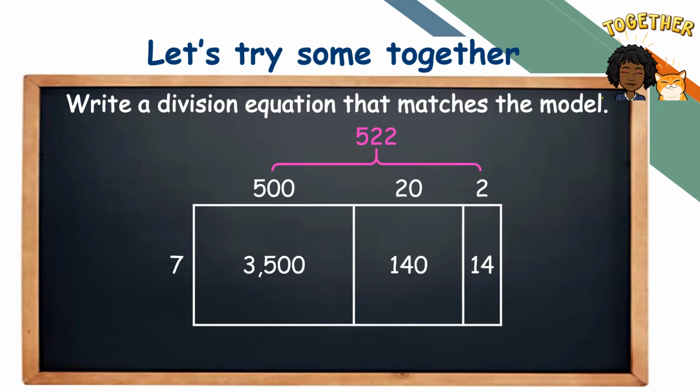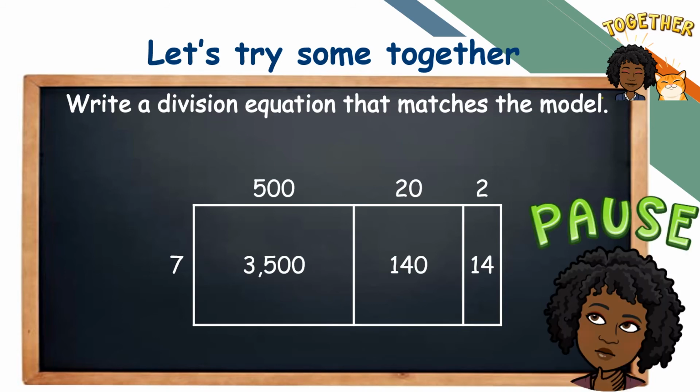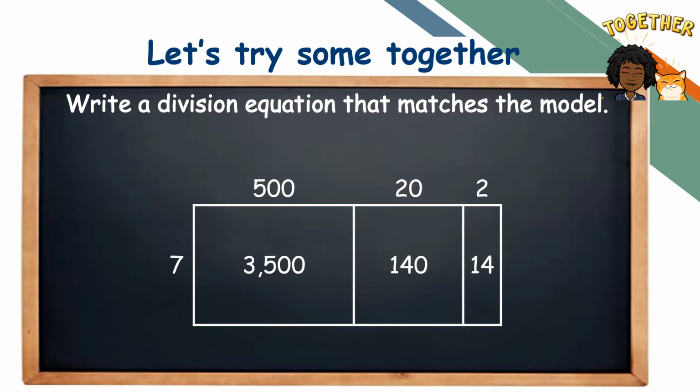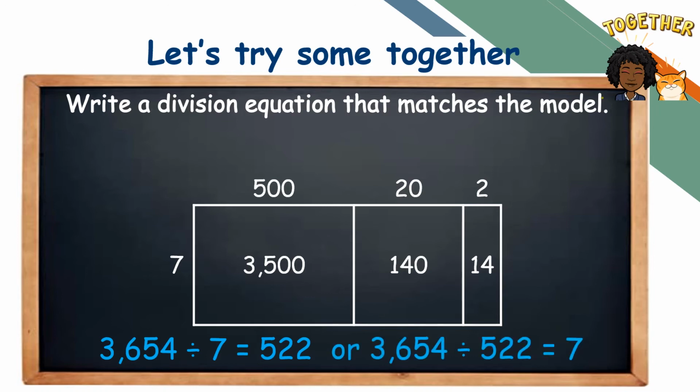How do you think we could represent this model as a division equation? There are two things you could have come up with. 3,654 divided by 7 equals 522, or 3,654 divided by 522 equals 7.